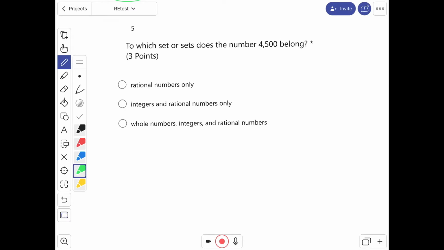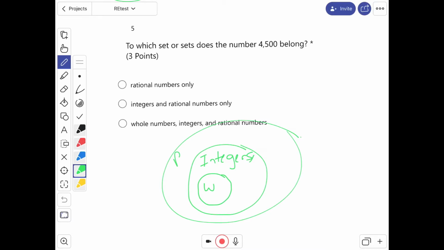Number 5, which set does the number 4,500 belong to? Remember the Venn diagram with whole numbers in the middle? And then outside of that was integers. And then outside of that was rational numbers. If we're looking at that Venn diagram, 4,500 goes with whole numbers. And if it's a whole number, then it is also an integer and it's also a rational because it's in all three circles if it's in the middle.